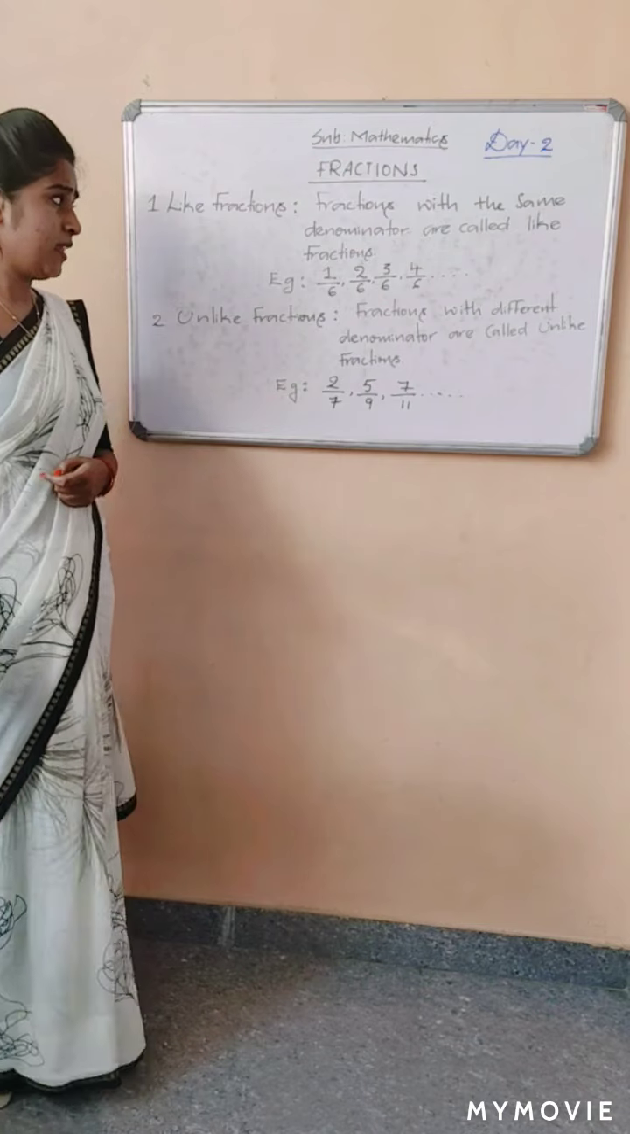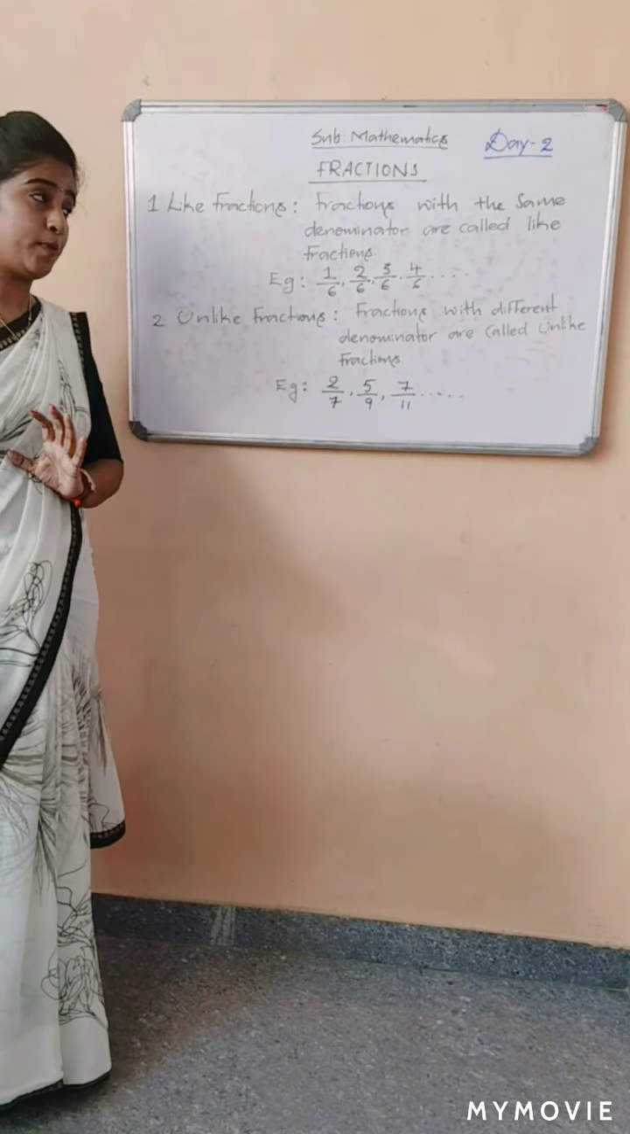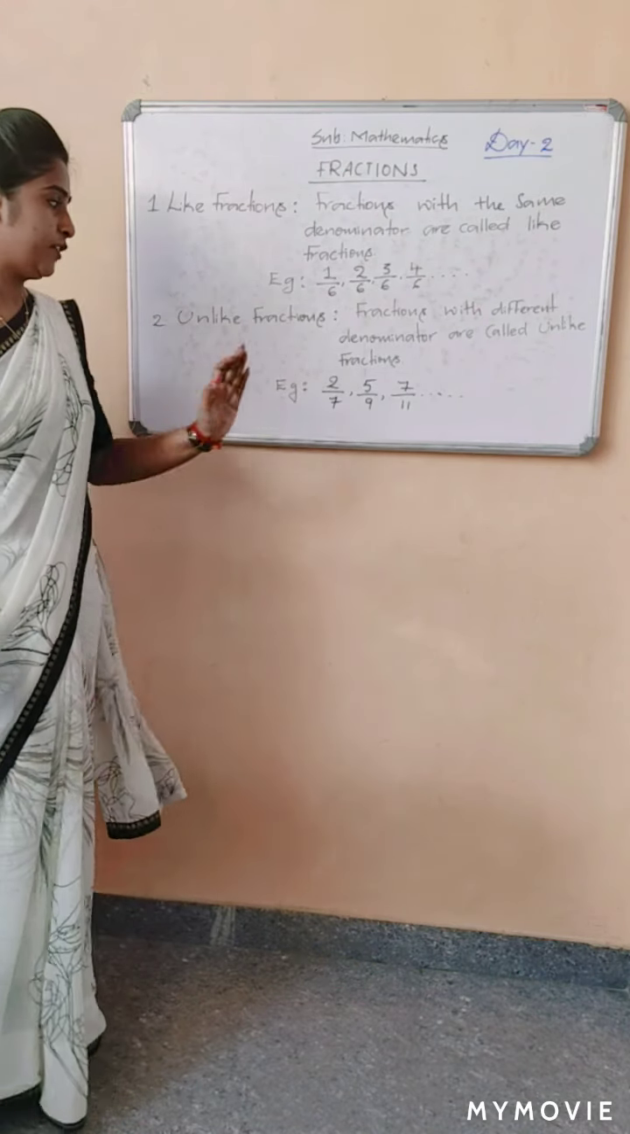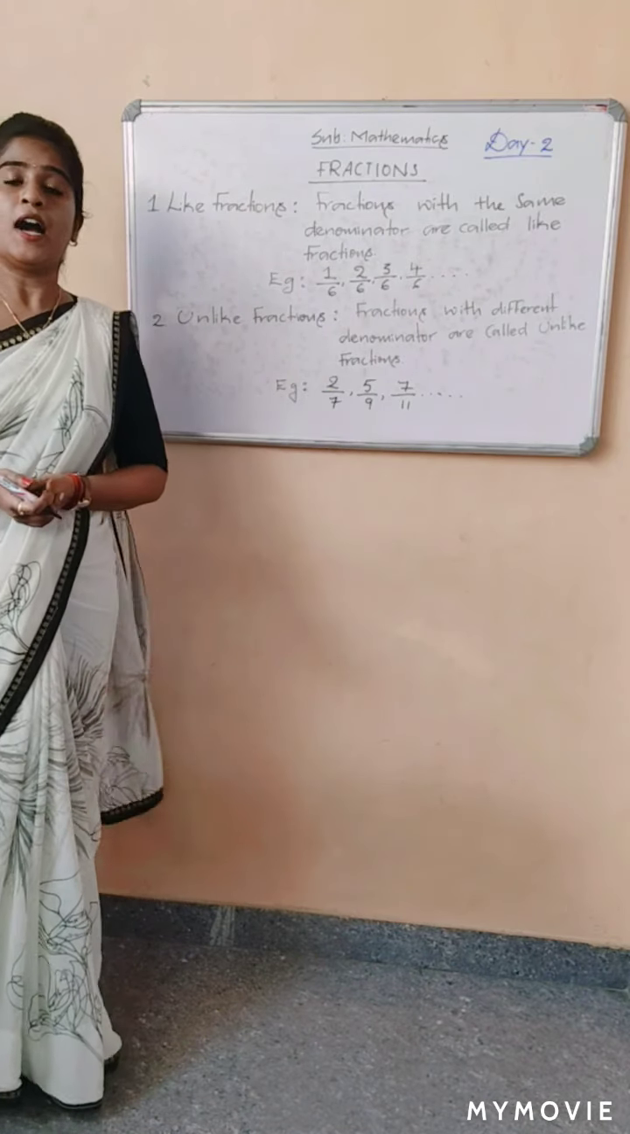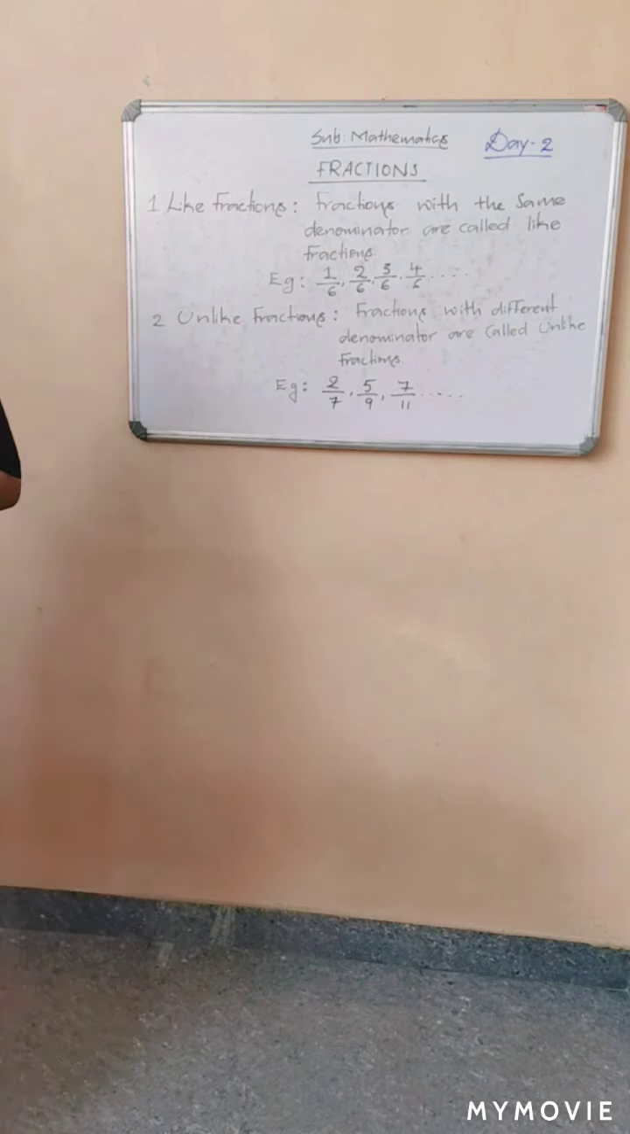So if fractions have the same denominator, then those fractions are said to be like fractions, and if the fractions have different denominators, then those fractions are said to be unlike fractions.